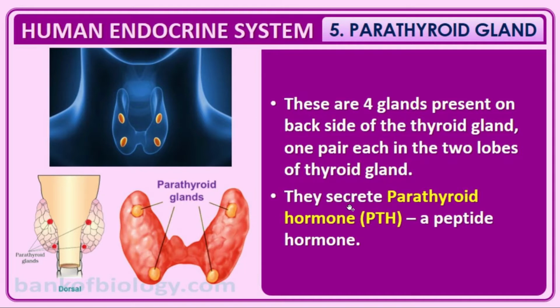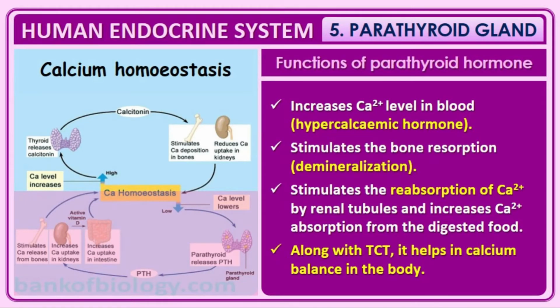See, back side of one lobe has 2 glands. They secrete parathyroid hormone, PTH, a peptide hormone. Where are they located? Back side of thyroid gland. How many glands? Totally 4 glands. What is the secretion? They secrete parathyroid hormone. It is a peptide hormone.